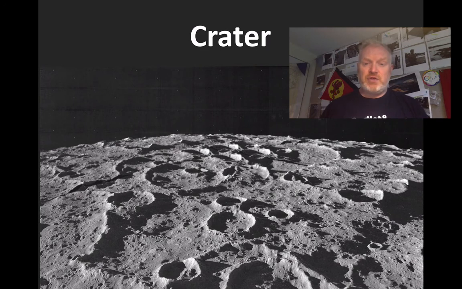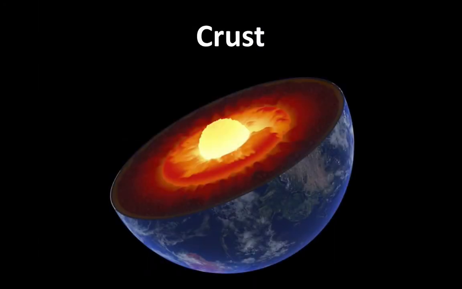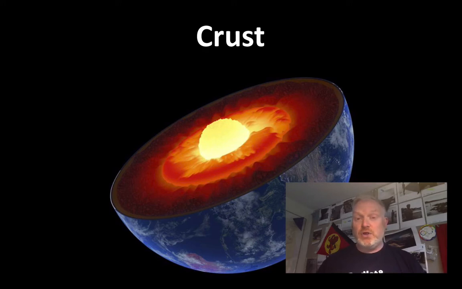The next word then is crater. This is an image of the moon. We can see we've got lots of craters in this area. These craters are these circular depressions caused by the impact of some type of meteorite. The crust then is another layer within the Earth. This time, though, the crust is this very, very thin outermost surface of the Earth. Compared to the rest of it, almost like the skin of a balloon.